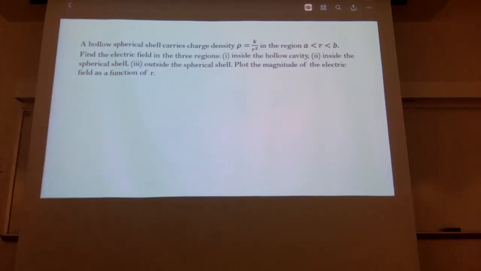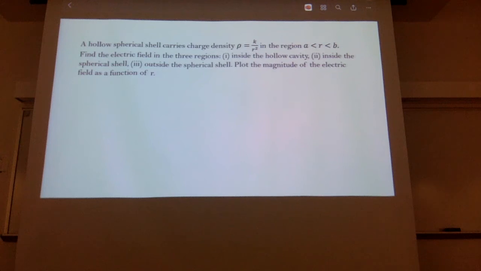So here what I have is a hollow spherical shell, which carries a charge density of K, or K of some number, divided by r squared in a region of little a to little b. So that's the radius of our shell. So the inner radius is a, the outer radius is b. And I want to find the electric field in 3 regions: inside the cavity, inside the spherical shell itself, and then outside of the spherical shell, and then finally plot.